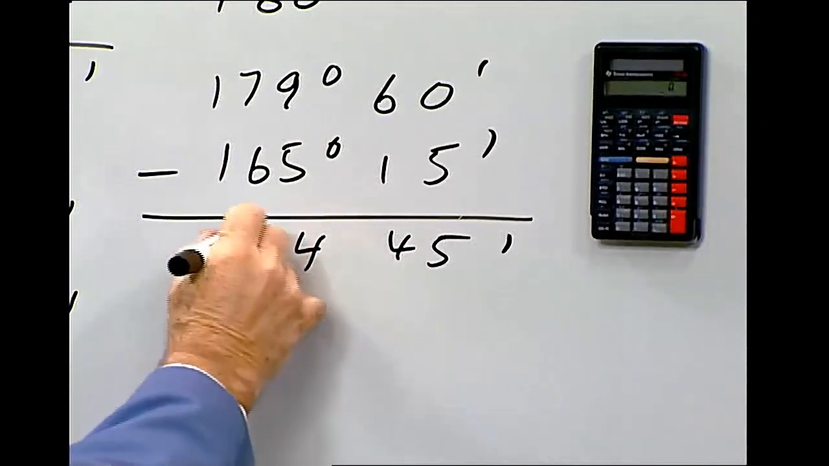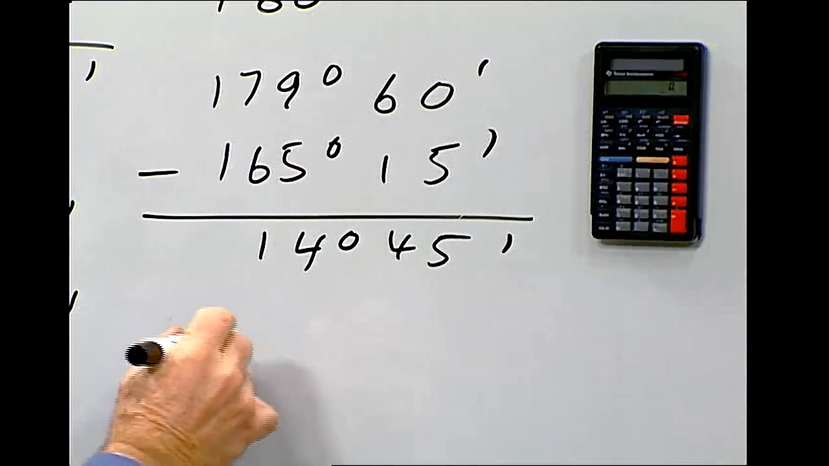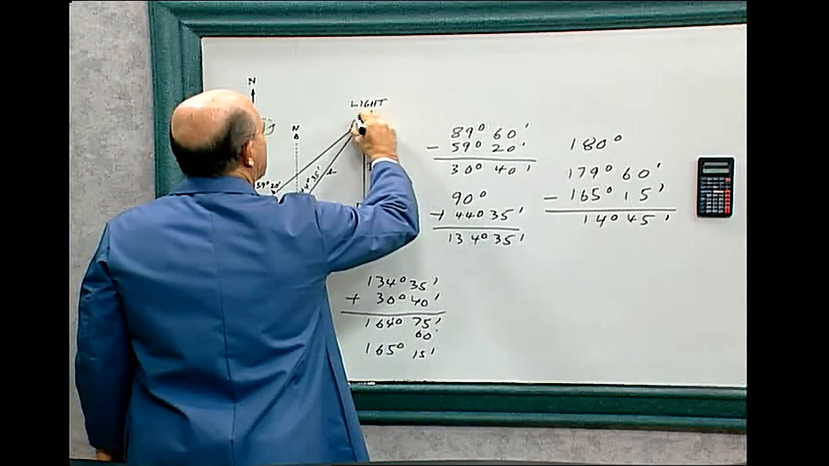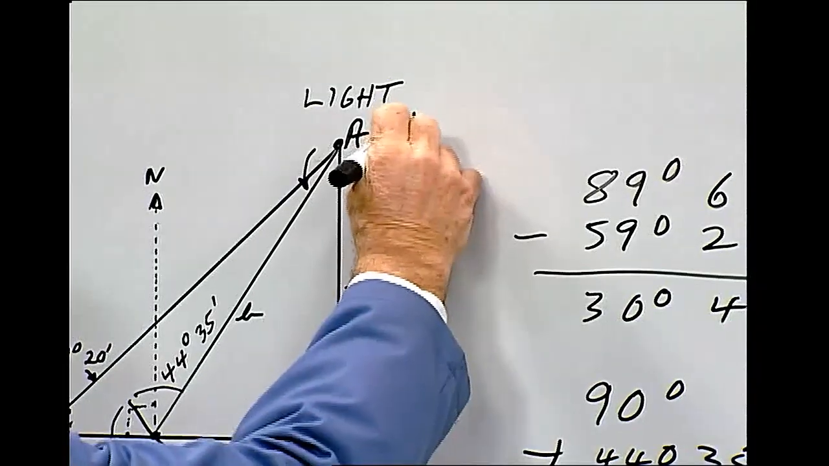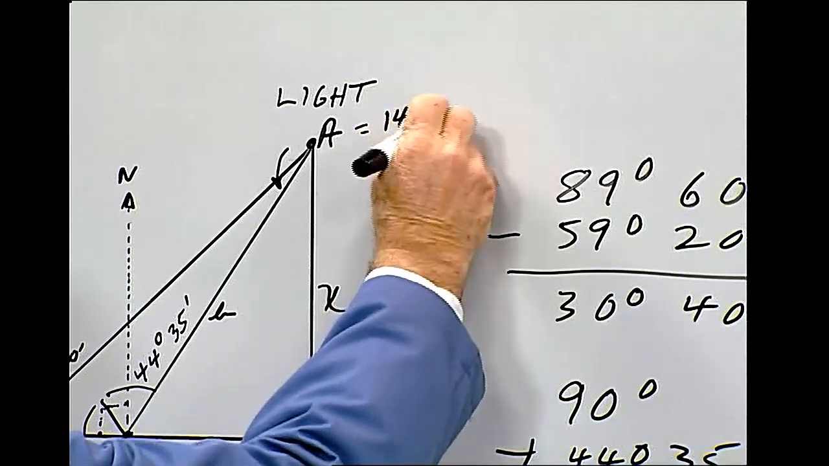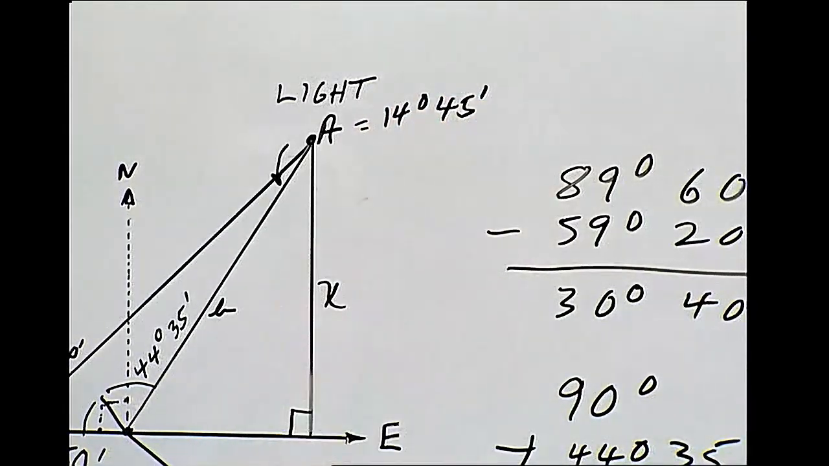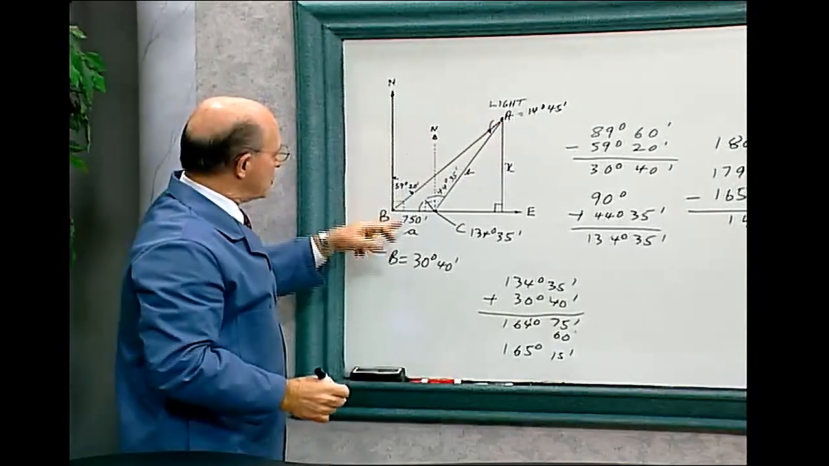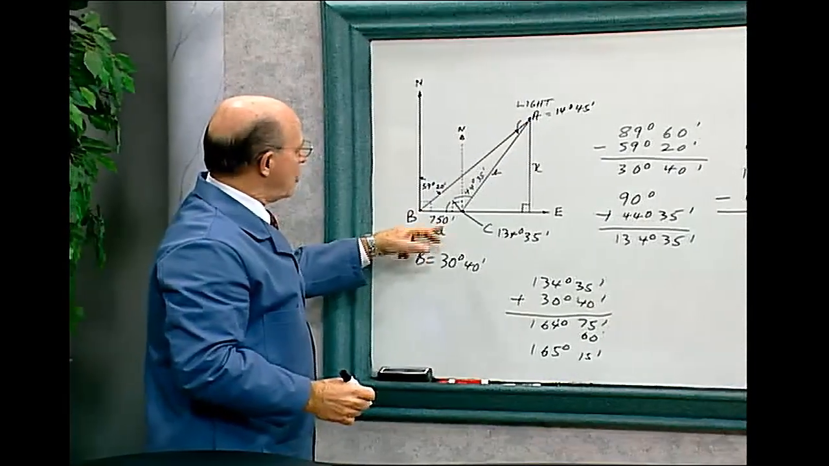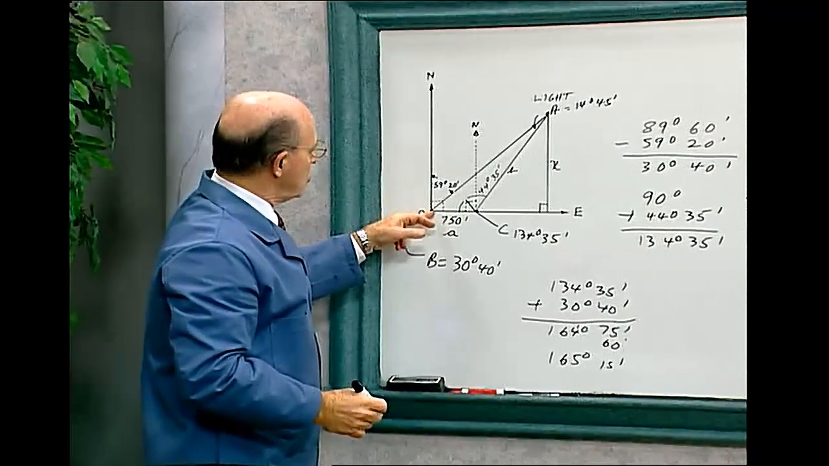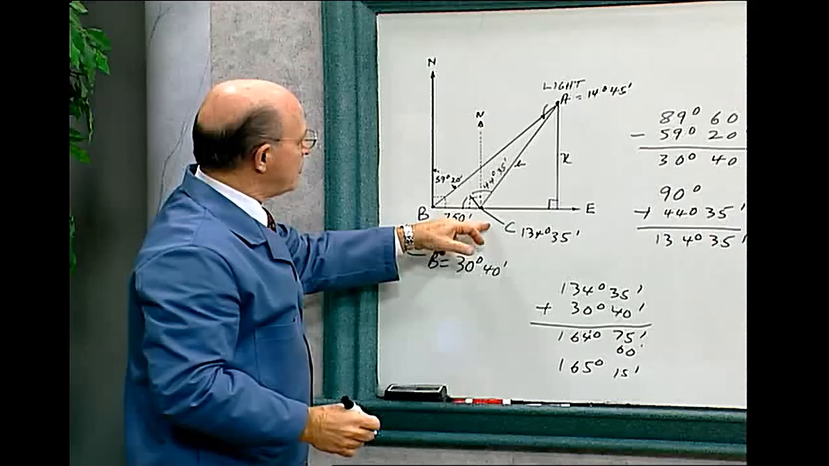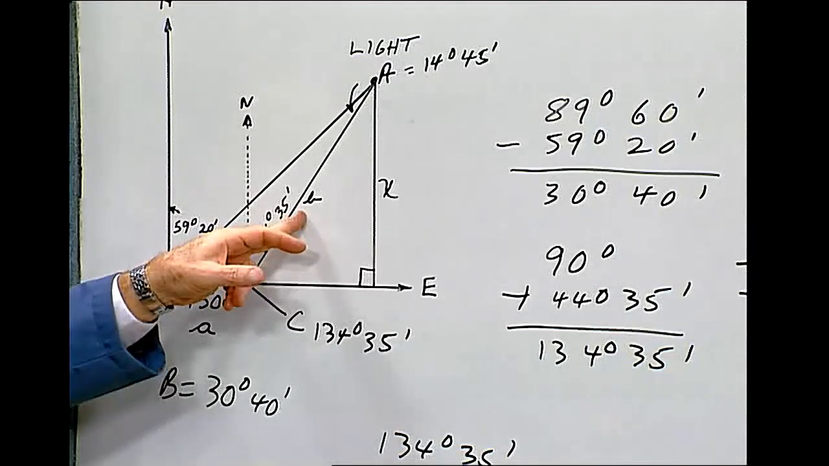This will be 14 degrees. And that will be angle A. So angle A over here equals 14 degrees, 45 minutes. Now what we have here, we have angle A and we have the side A, and we also have now two known angles. We know angle B and we know angle C. What we want to know is side B.